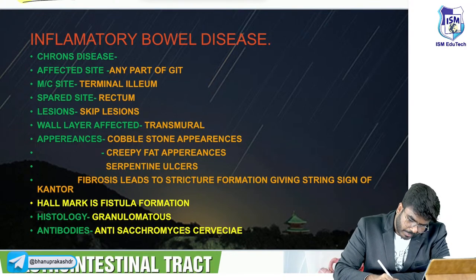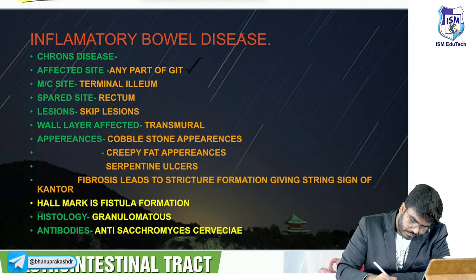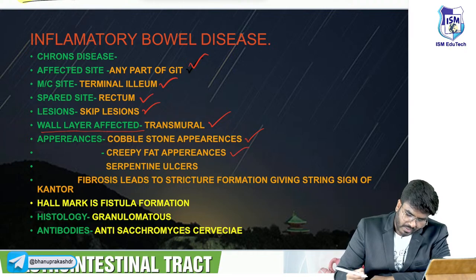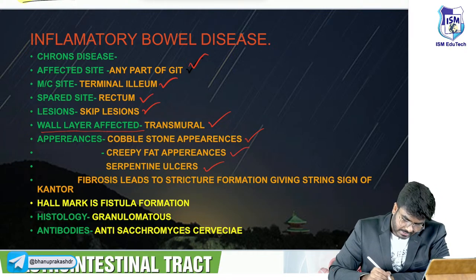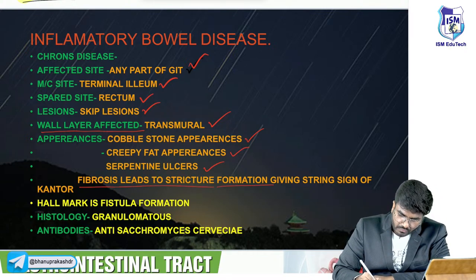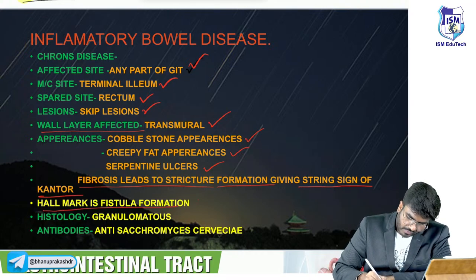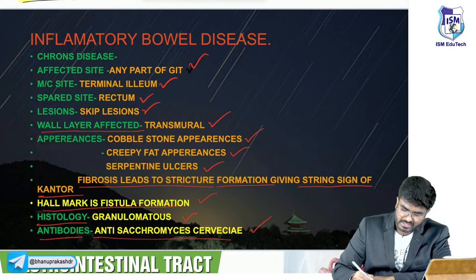Any part of the GIT can be affected. Terminal ileum is the most common site. Rectum is usually spared. Lesions are skip lesions. Which wall layer is affected? Transmural inflammation. Cobblestone appearance is seen, creeping fat appearance, serpiginous ulcers are seen. Fibrosis leads to stricture formation, giving string of Kantor sign. The hallmark is fistula formation. Histology: granulomatous inflammation. Antibodies are anti-Saccharomyces cerevisiae antibodies.